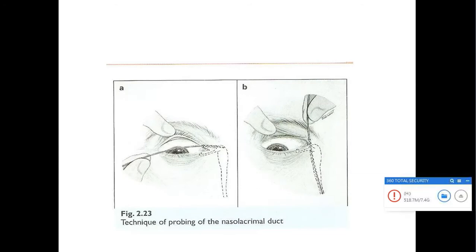So this is how the probing will be done. Under general anesthesia, you have to dilate the punctum of the child with a punctum dilator, and then introduce the Bowman's probe like this, and then pass it into the nasolacrimal duct as shown in figure B. You dilate the puncta, introduce the Bowman's probe up to here, then straighten it and pass it into the nasolacrimal duct till it comes into the nose. So you will be breaking the flimsy adhesions or membranes which are present within the nasolacrimal duct congenitally.